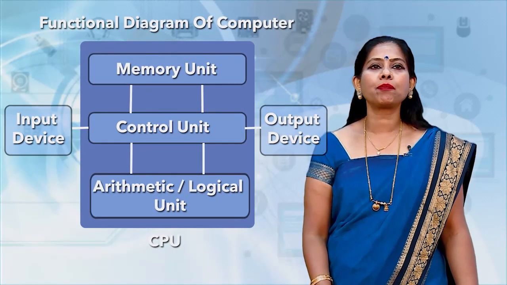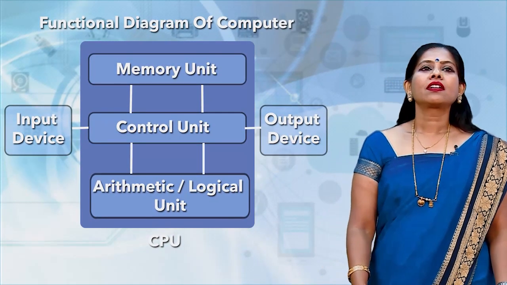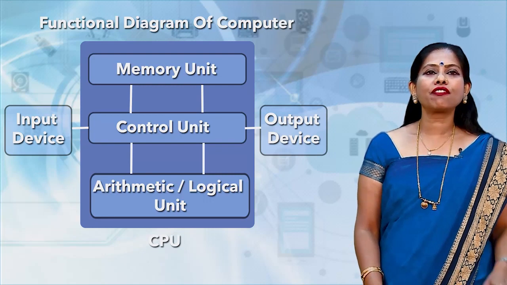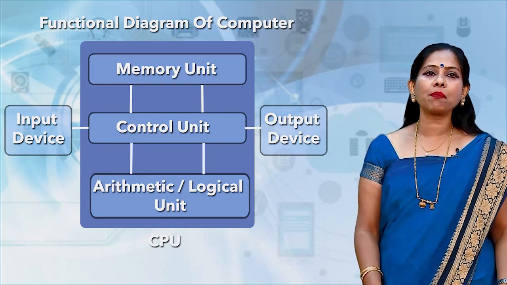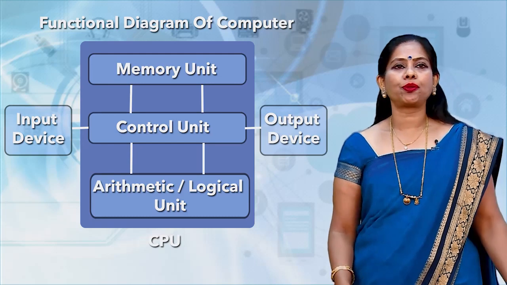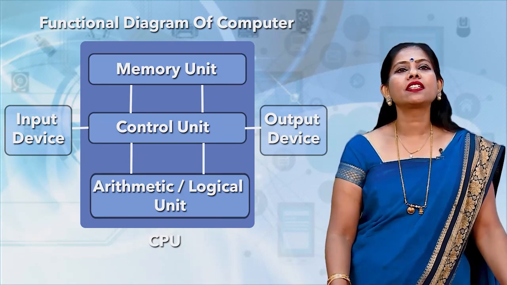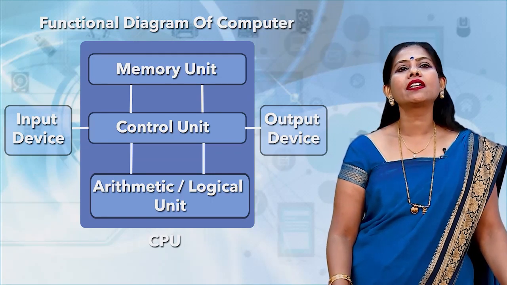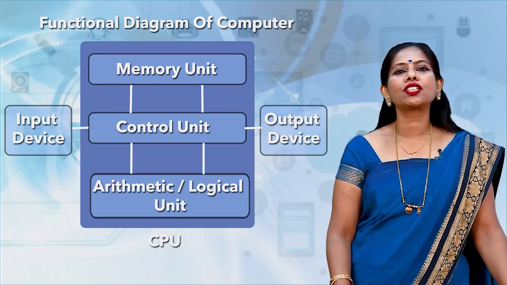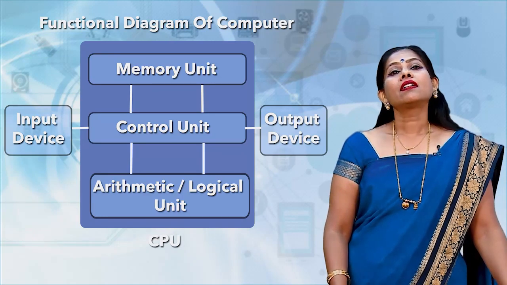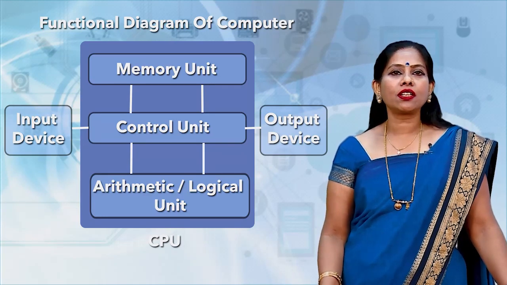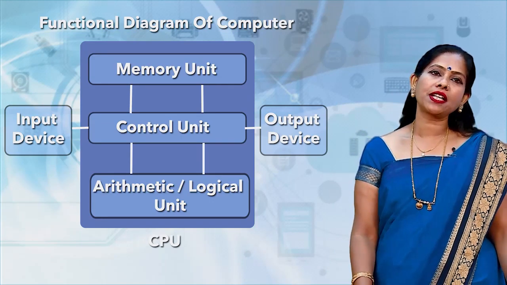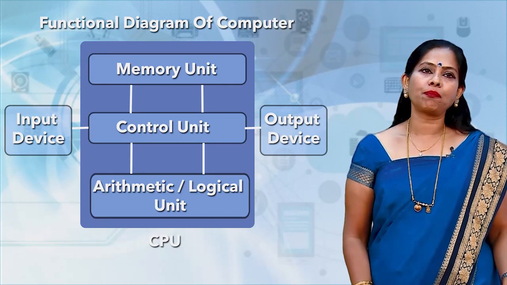This is the functional diagram of a computer. These are the 5 functional units which are very important for any computer. You have an input device through which you enter the data, memory unit, control unit, ALU (arithmetic logic unit), and then the output, which you see in the output device. So these are the 5 basic functional units of a computer.